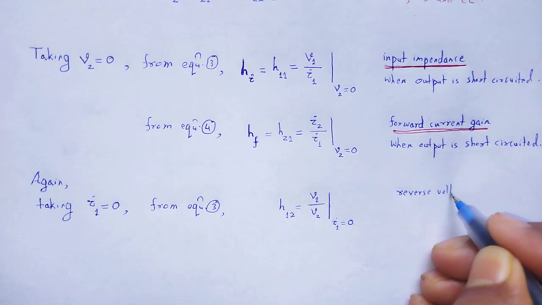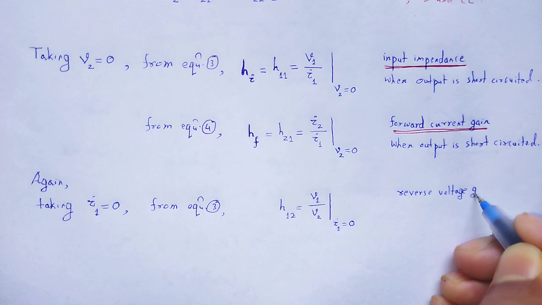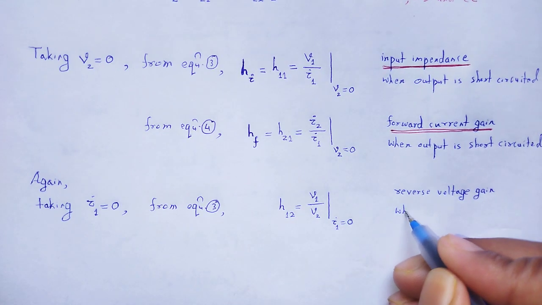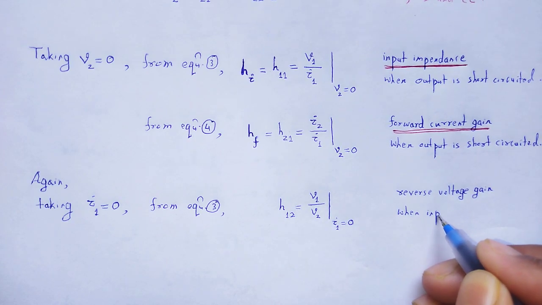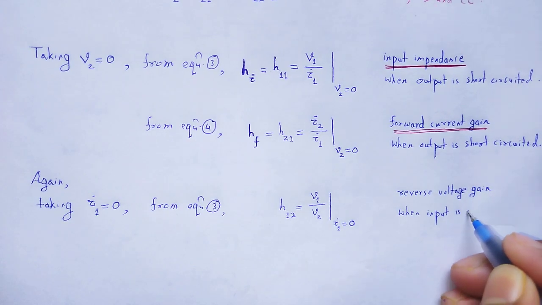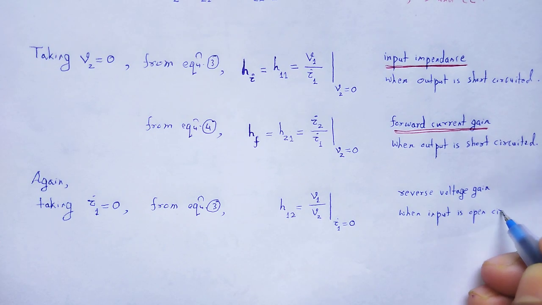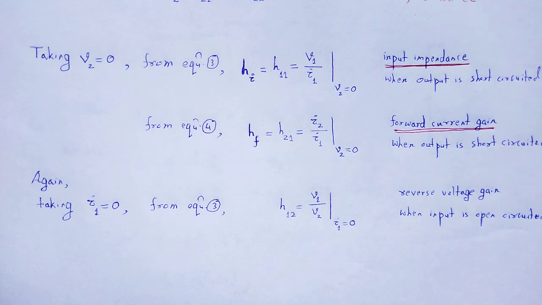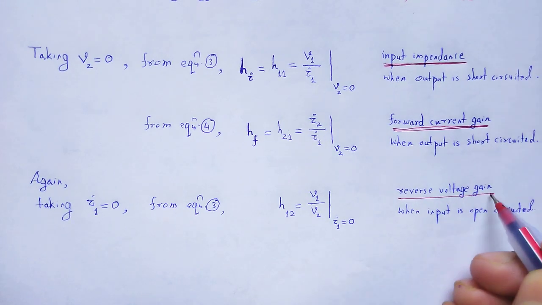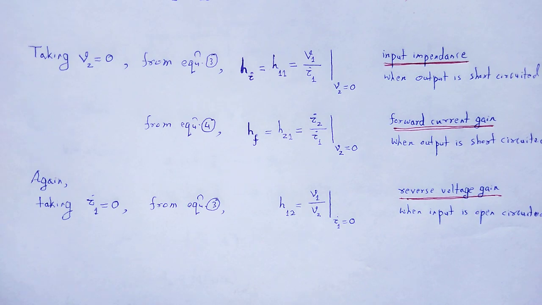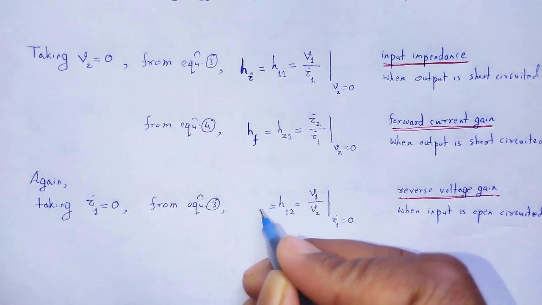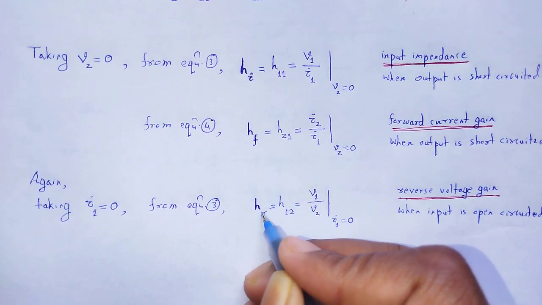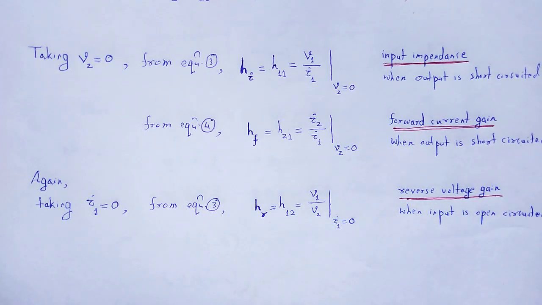and it is called reverse voltage gain, provided the condition when the input is open circuited. When the input is open circuited, we obtain h12. In notation, we use hR for reverse voltage gain.